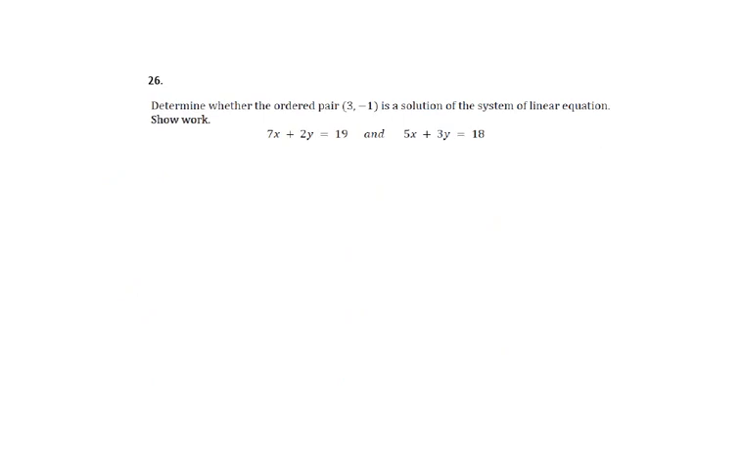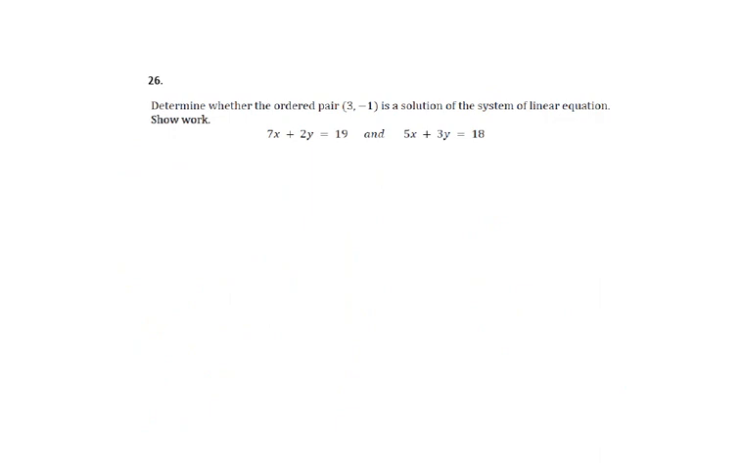26 wants to see if an ordered pair is a solution. That means we replace x with 3 and y with negative 1, and if we get 19 and 18 both times, the answer is yes. Get something different? The answer is no.